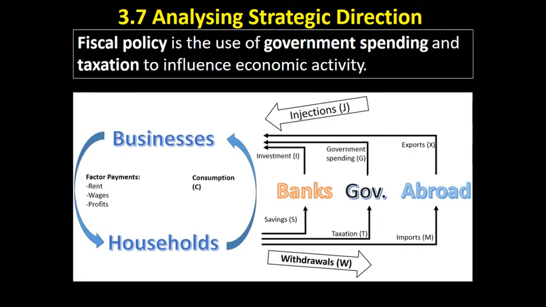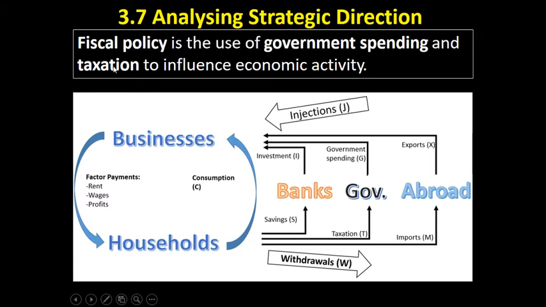So fiscal policy we can define as the use of government spending and taxation to influence economic activity. This diagram is called the circular flow of income. I talked people through it in the first video I did in this section on the economy. Each of these arrows represents a flow of income around the economy. Now the government is quite a major player in the economy and withdraws money through taxation and injects money into the economy through government spending.